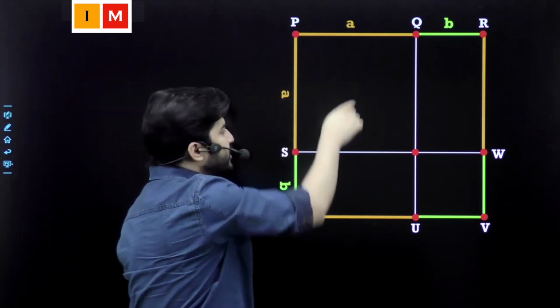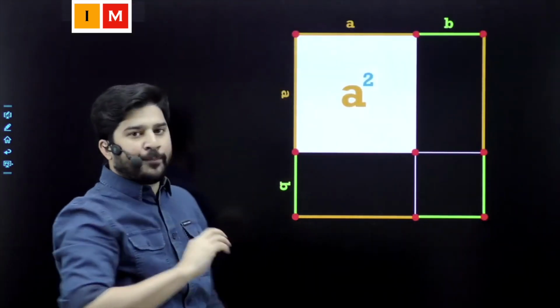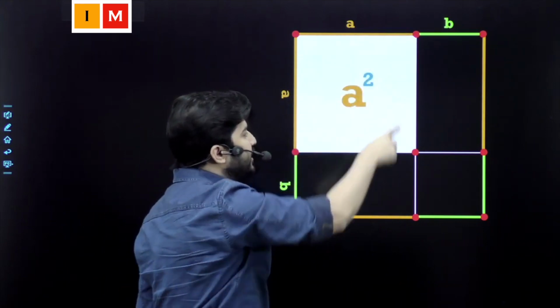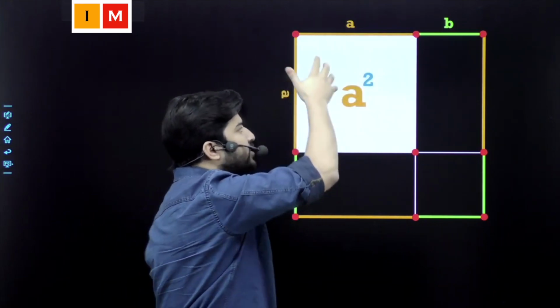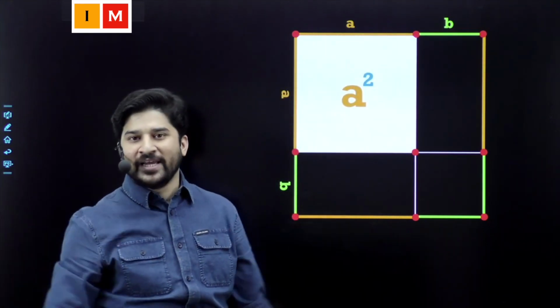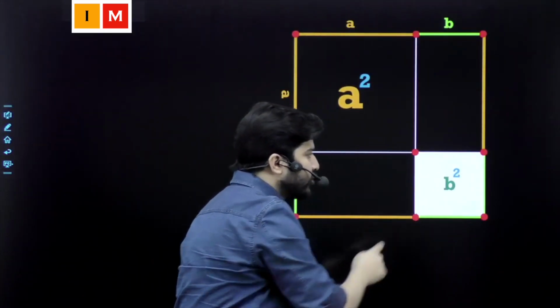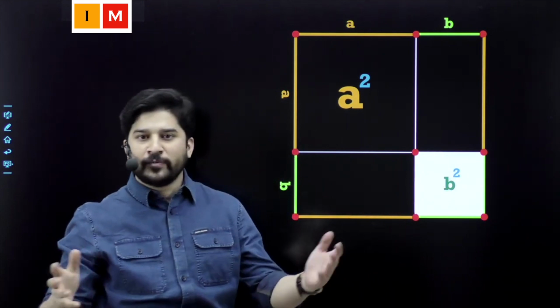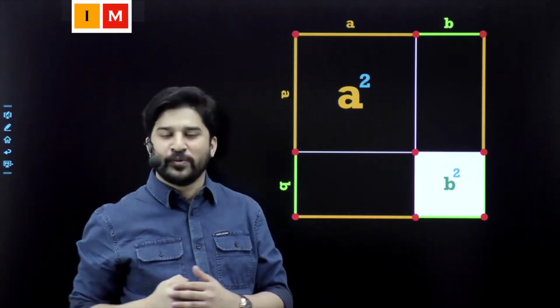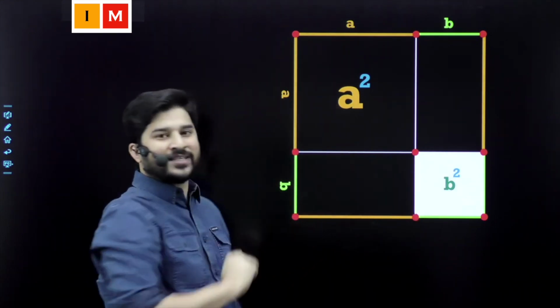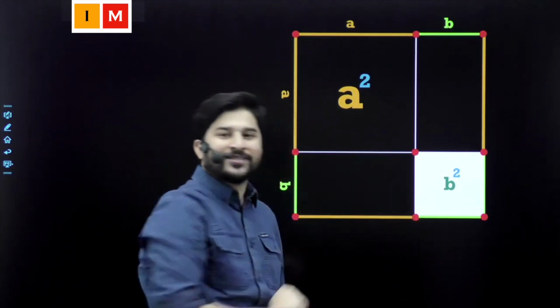Now let's try to see the big square. If you try to see the big square, you have got a side a by a. What will be the area of this big square? That's going to be a square. Now let's try to see the smaller square. You have got a smaller square with side b by b. What will be the area of this smaller square? That is going to be b square. So area of big square is a square. Area of small square is b square.